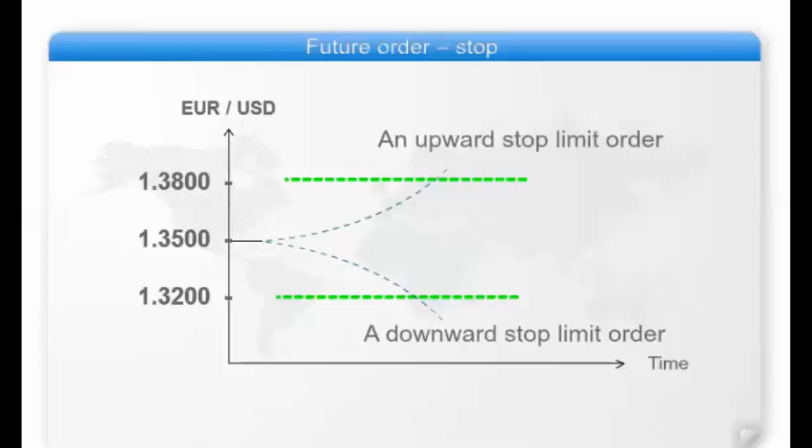1.3200. A trader can set a future stop order, which allows the trader, on the one hand, to enter the transaction in the direction of the market at the time when one of the limits is reached, 1.3800 or 1.3200, and, on the other hand, provides the trader the privilege of performing the transaction when he or she is not in front of the computer screen.